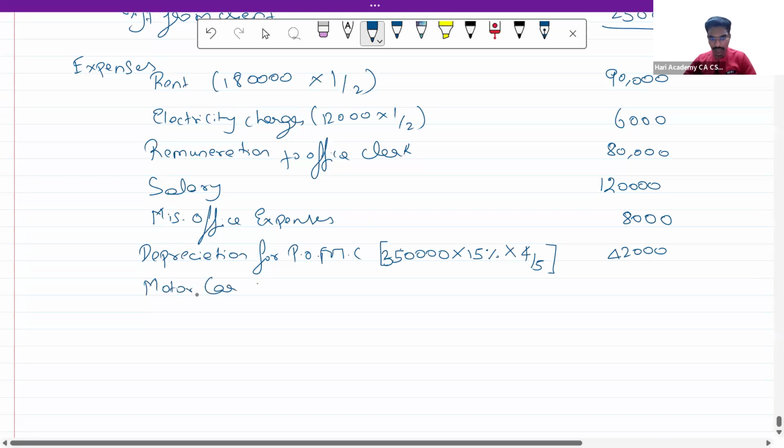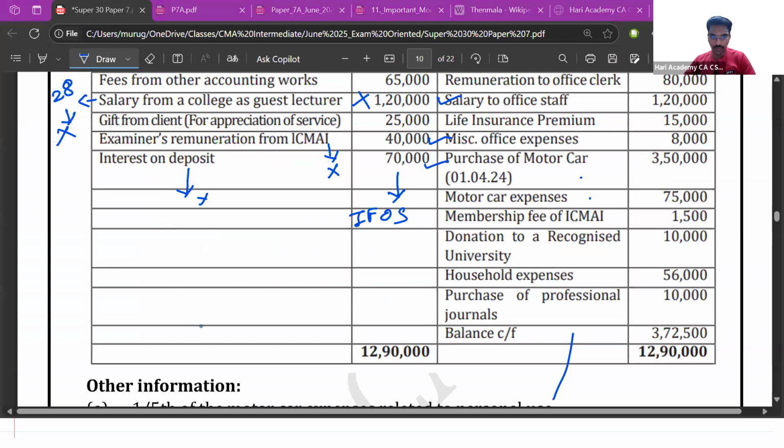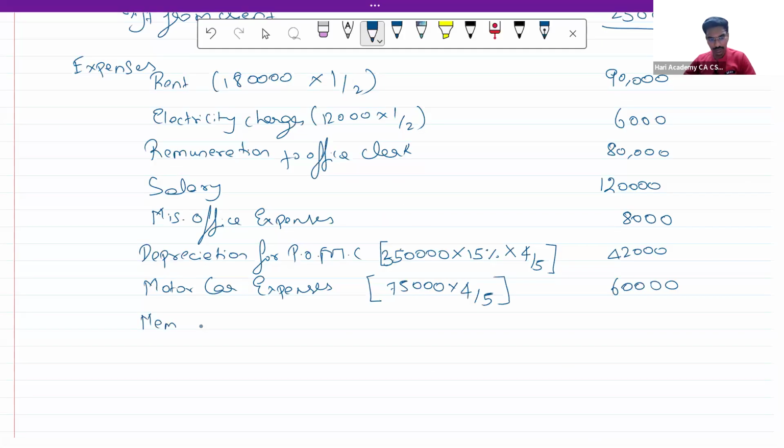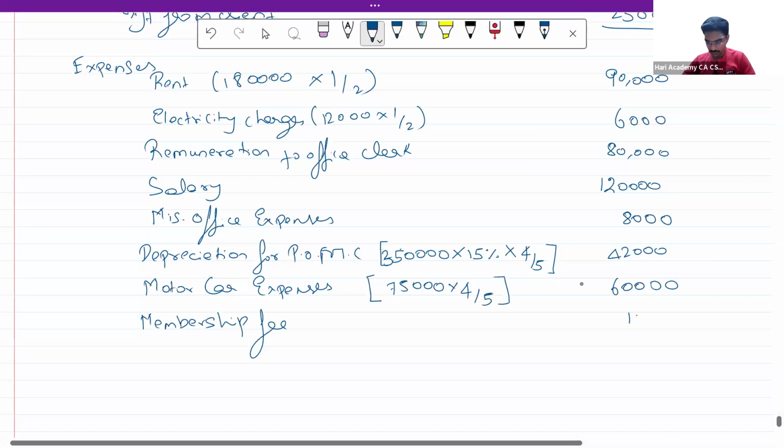Motor car expenses. As far as motor car expenses is concerned, again 4/5 is allowed. 75,000 into 4/5, 60,000. This is allowed as expenditure. Next is membership fee, fully allowed. Membership fee. This is fully allowed, 1,500.